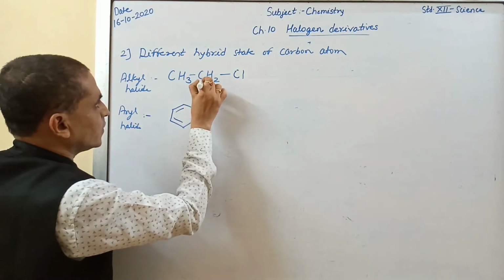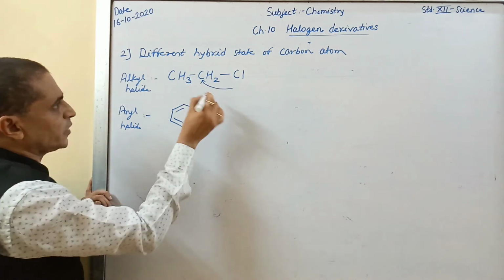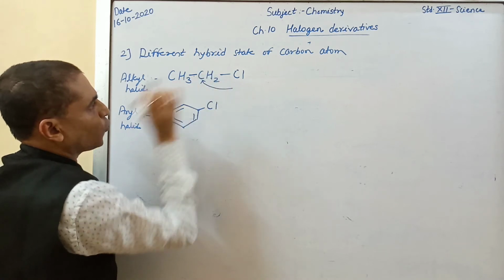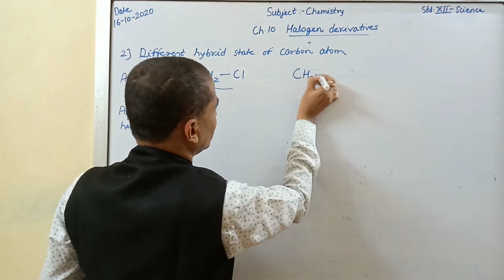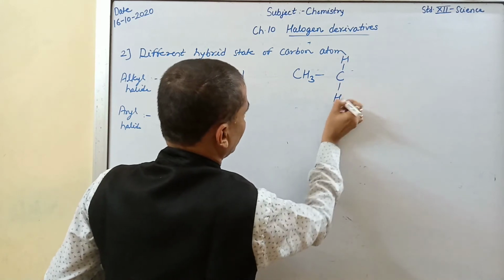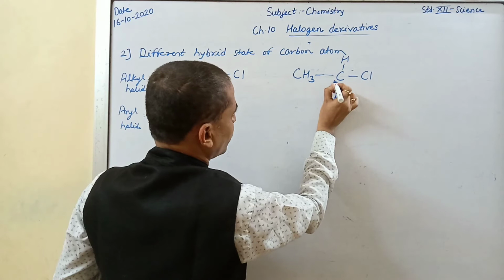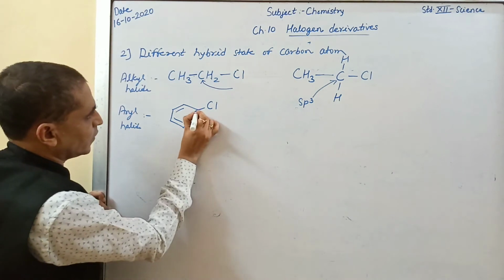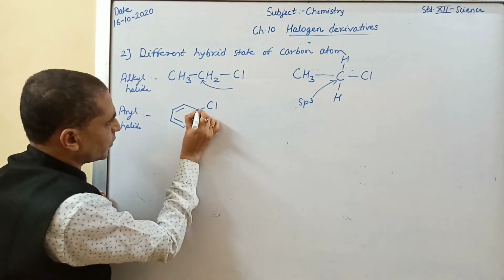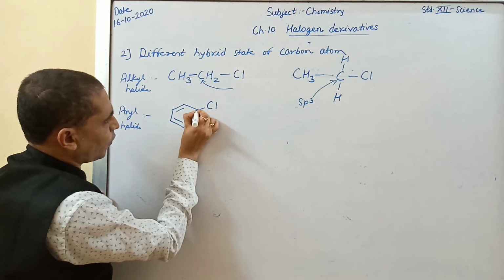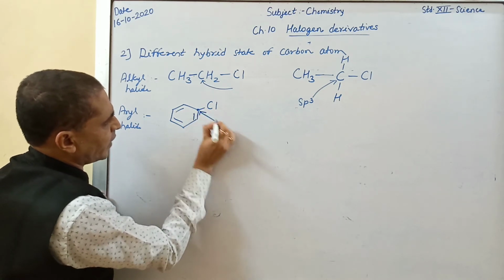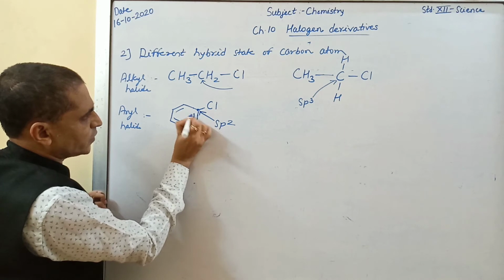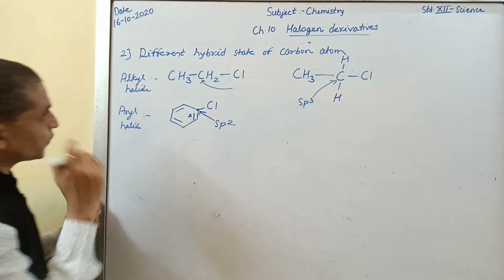In alkyl halide, check the hybrid state of this carbon atom. This carbon atom is attached to 4 sigma bonds: 1, 2, 3, 4. It can also be written as CH3, C, H, H, Cl. So there are 4 sigma bonds. So this carbon atom is what? sp3 hybridized carbon atom. And here, see, there is a double bond. This carbon atom is what? sp2. Why sp2? Because there are 3 sigma bonds, 1, 2 and 3. This is what? Pi bond.